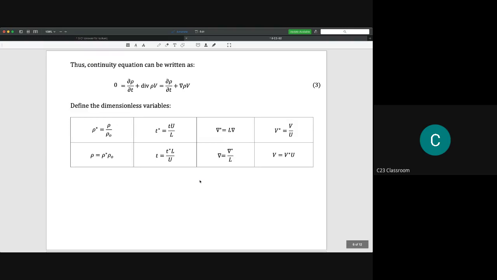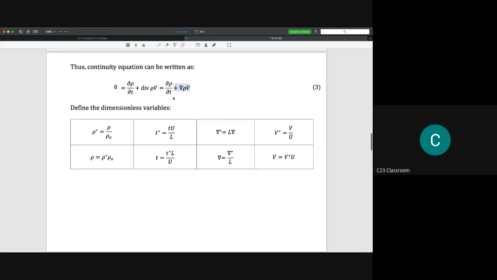Okay, that's the common continuity equation. So we take that continuity equation, and this is what we have just now: d rho over dt plus nabla dot rho v. And then this is the dimensionless variable, as I said previously. So this is the table.